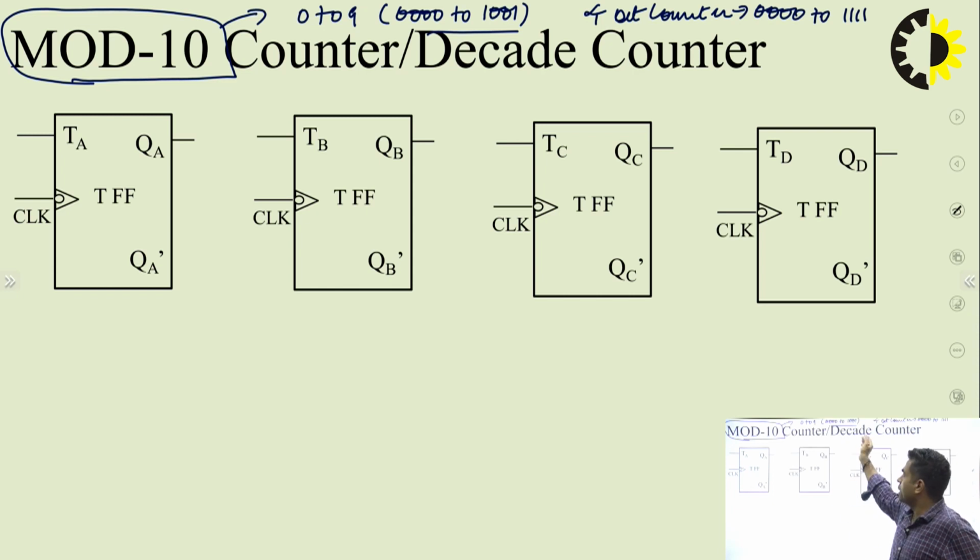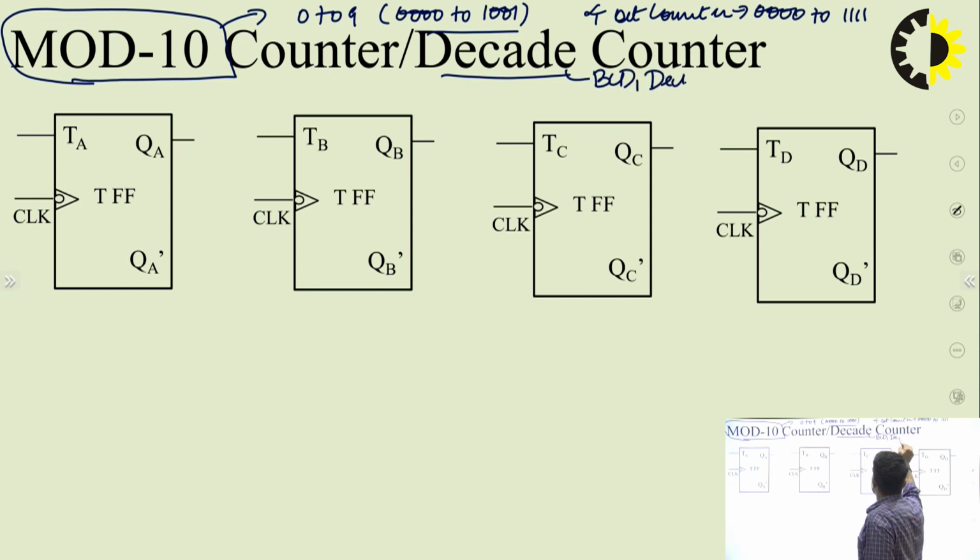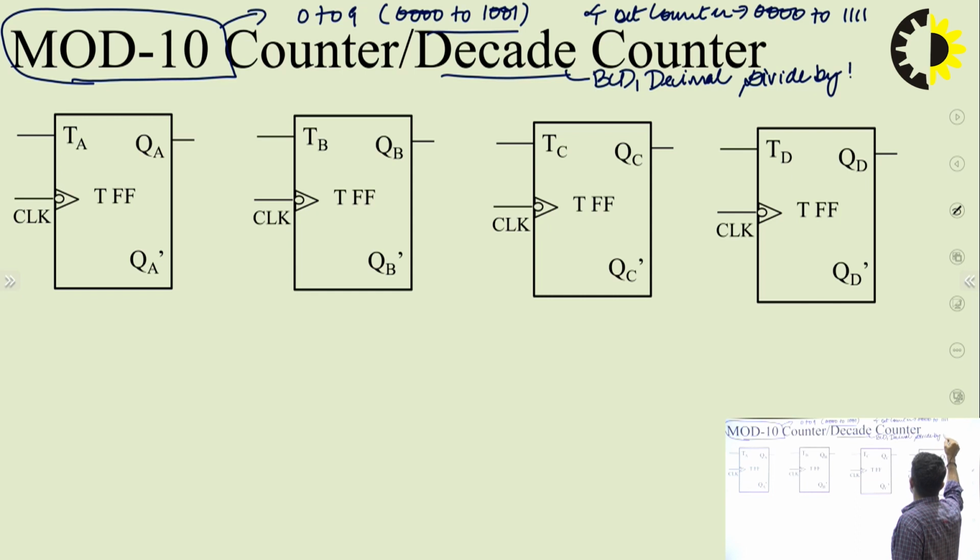Because 0 to 9 will make my mode 10 counter, or mode 10 is also known as decade counter, or you can also name it as BCD counter, decimal counter, modulo 10 counter, divide by 10 counter. All these things are same. So mode 10 counter, modulo 10 counter, BCD counter, decimal counter, decade counter, divide by 10 counter, all these counters can be considered identical.